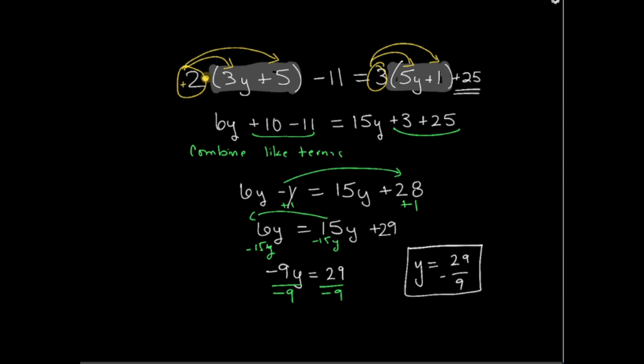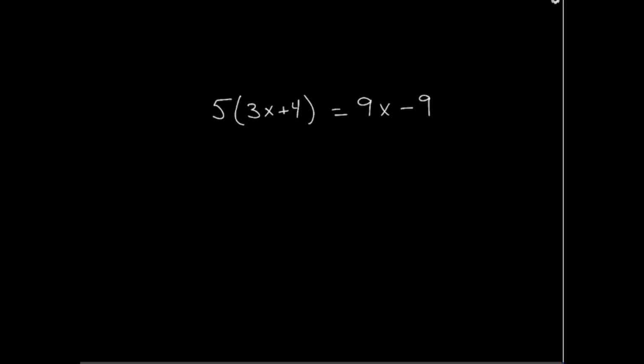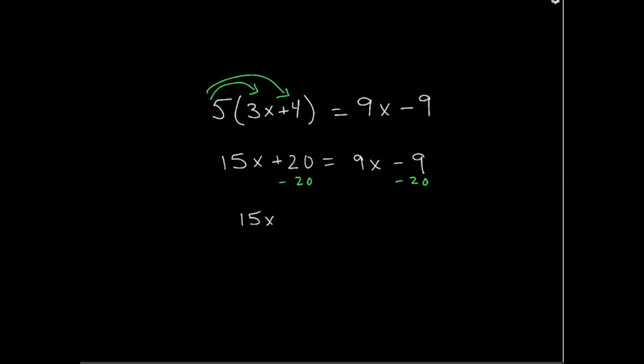All right, let's try one more of those. This one, we only have one 5 to distribute to both sides. So that leaves me with 5 times 3x, which is 15x, and 5 times 4, which is my plus 20, is equal to 9x minus 9. I want to go ahead and subtract 20 from both sides, which leaves me with 15x, that's become 0, is equal to 9x.